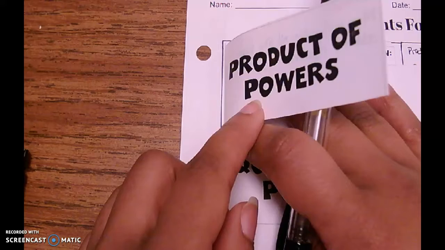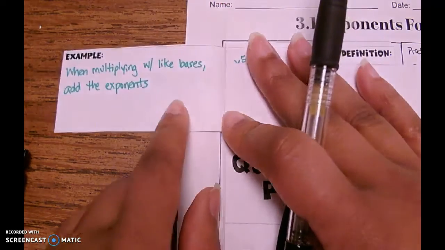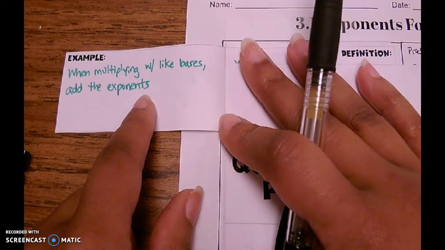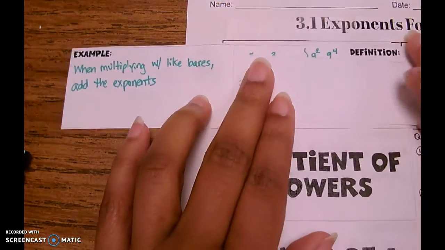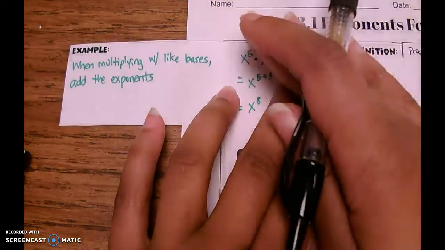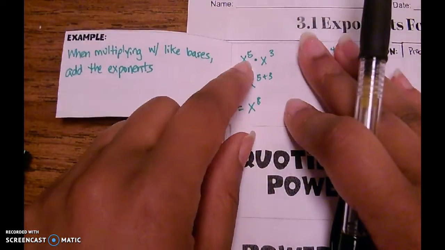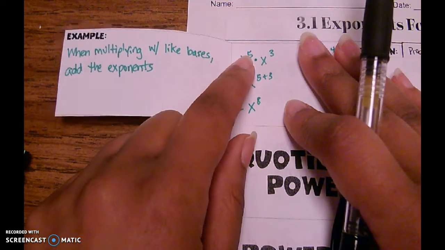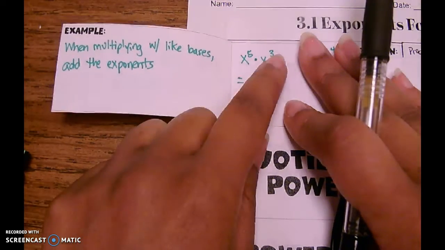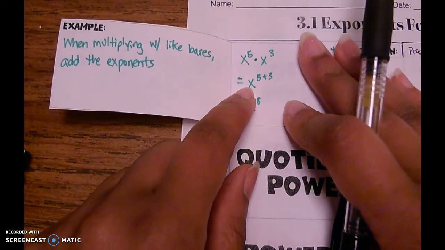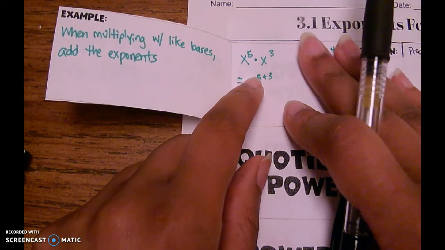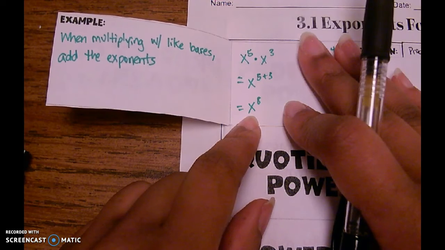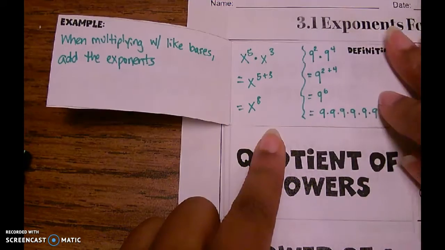Let's get started. The product of powers law states that when we are multiplying with like bases, we add the exponents. For example, if we remember in our first lesson, this would be the base and this 5 would be the exponent. So if we have x to the 5th power times x to the 3rd power, that's the same thing as saying x to the 5 plus 3 power, which is the same thing as x to the 8th power.